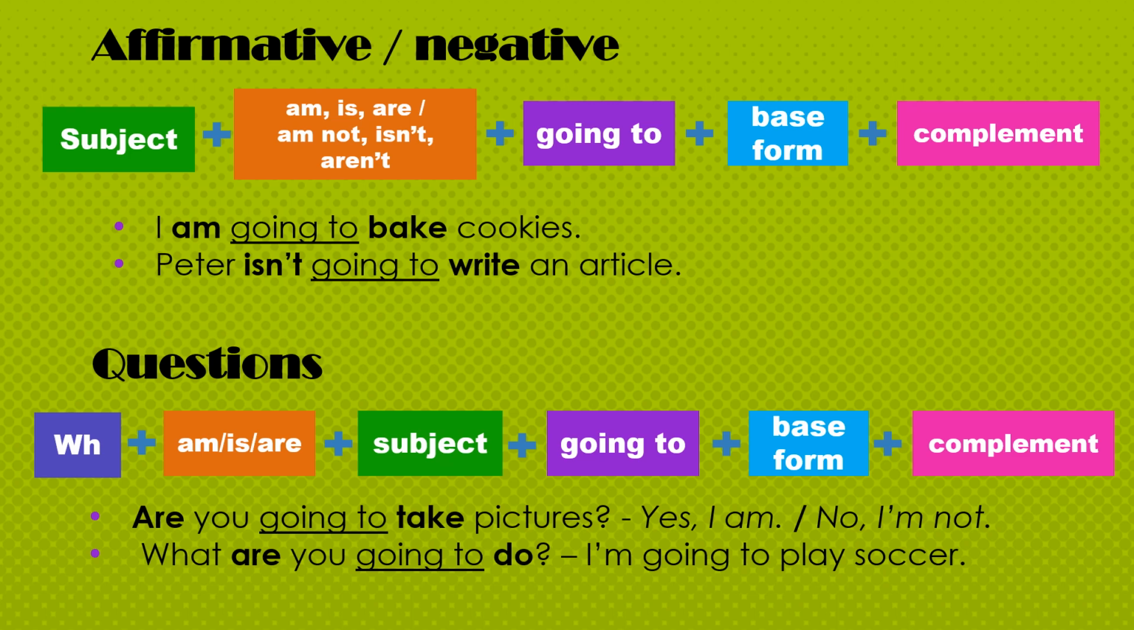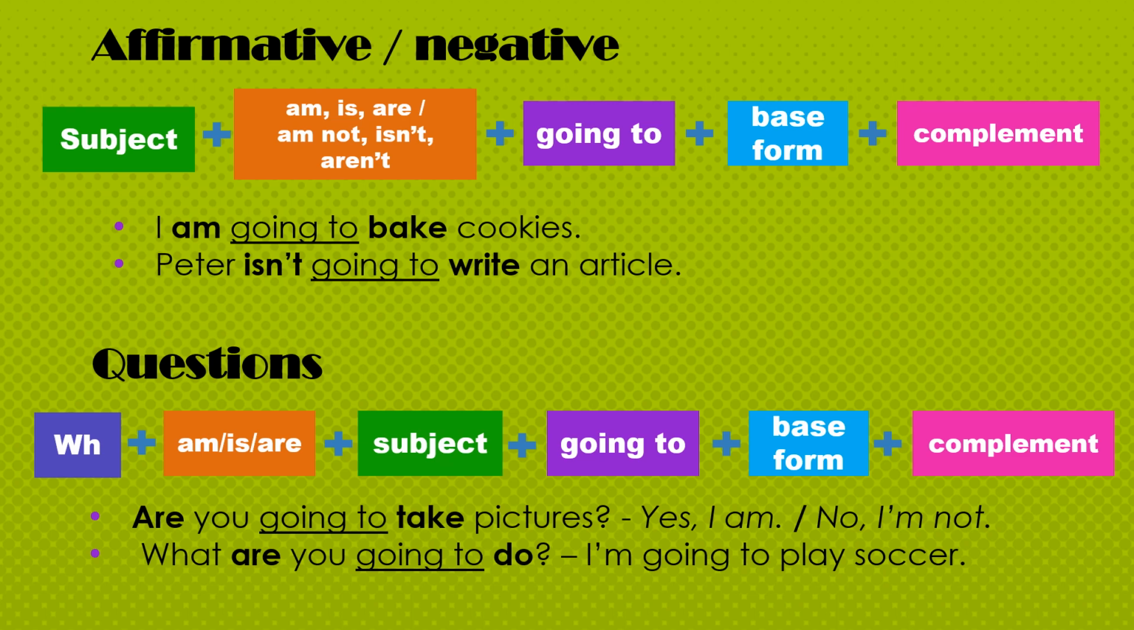Now, we're going to review how to make sentences using going to. If it's an affirmative, we have to use this structure. We start with the subject, then the verb to be in present, am, is, or are, going to, the base form of the verb, and the complement. Like this example, I'm going to bake cookies. Voy a hornear galletas.